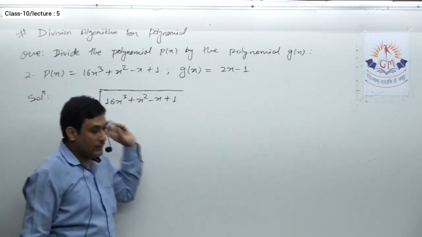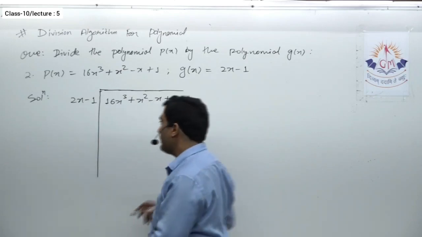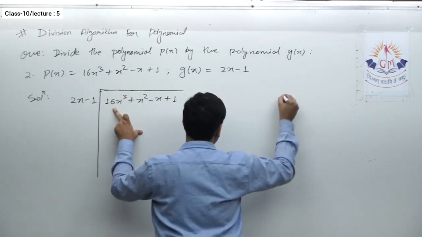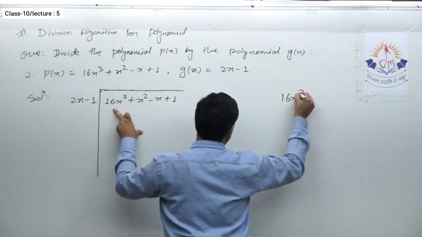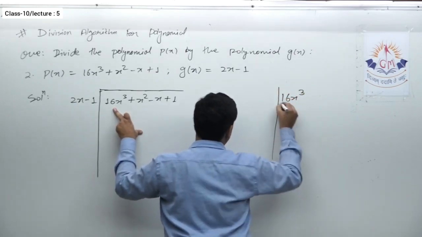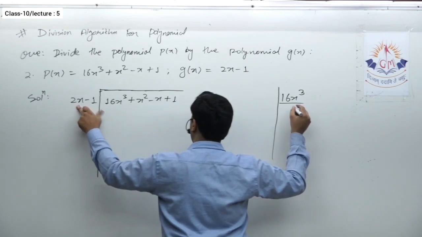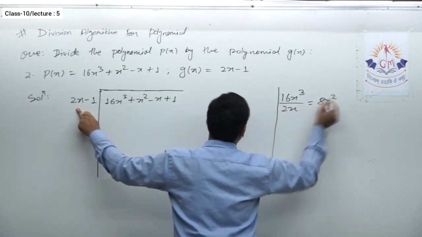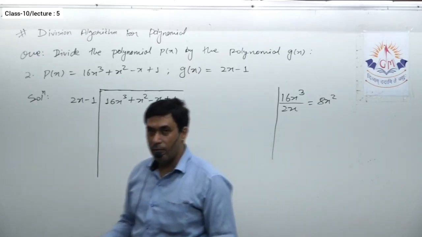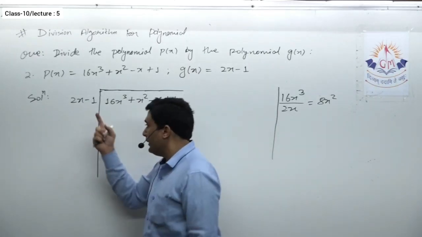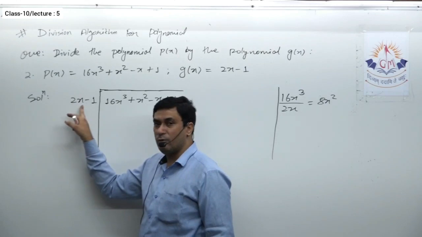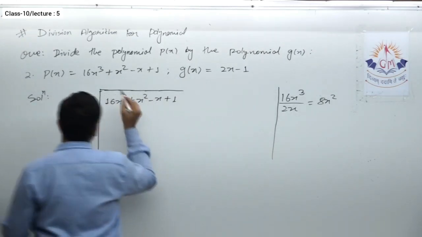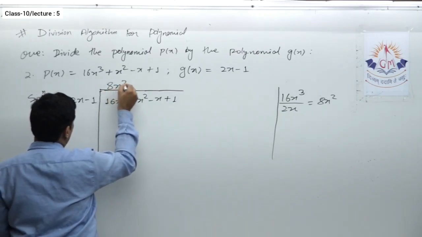For that, again I'm giving you the steps. To get the first term of the quotient, divide the first term of the dividend polynomial by the first term of the divisor polynomial. So this gives you 8x square. Or another way, think about a number that you should multiply in 2x to get 16x cube. So again your answer will be 8x square.